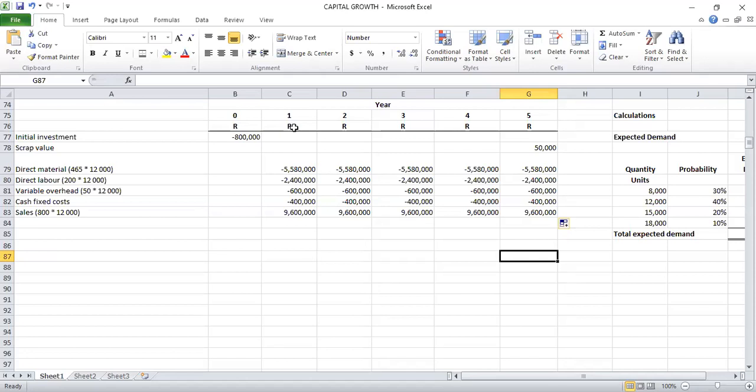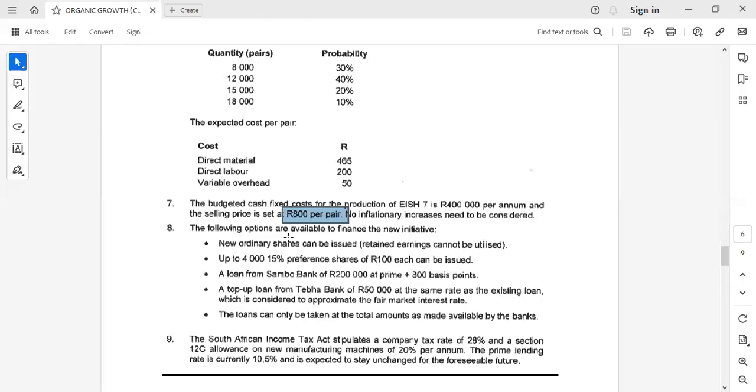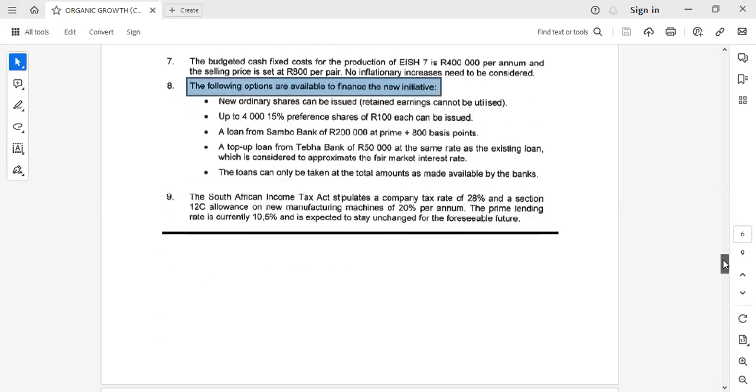Right. If we don't have any questions, then we'll check the other things. The following options are available to finance the new initiative. Right. We don't look at the financing part when we are dealing with the NPV. We don't include the financing part. The financing part will be part of the cost of capital that will be used to discount the project.